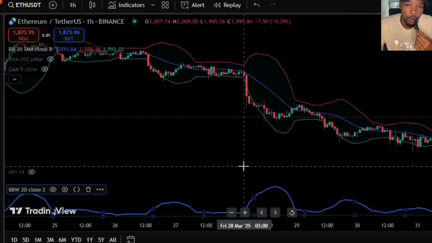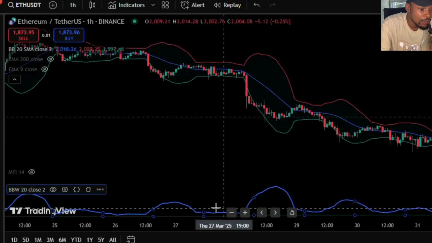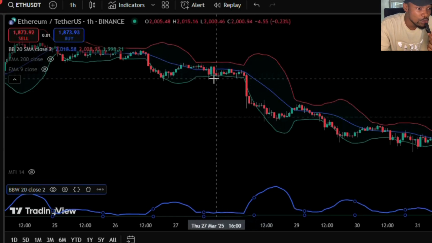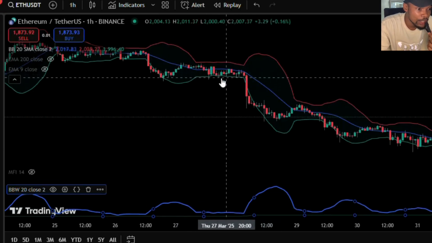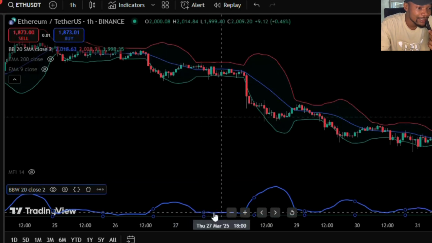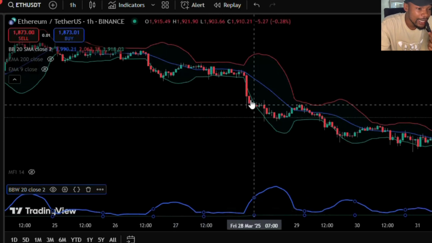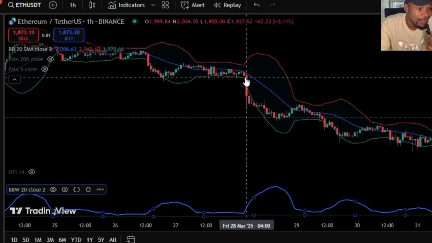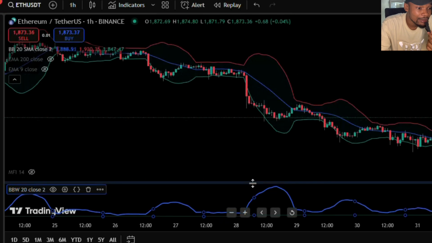How does this work? Now, whenever you see that the band is squeezing, whenever there's a squeeze, then there's more like a flat state here. Now, when there is high volatility, okay, then the BBW starts to go up.